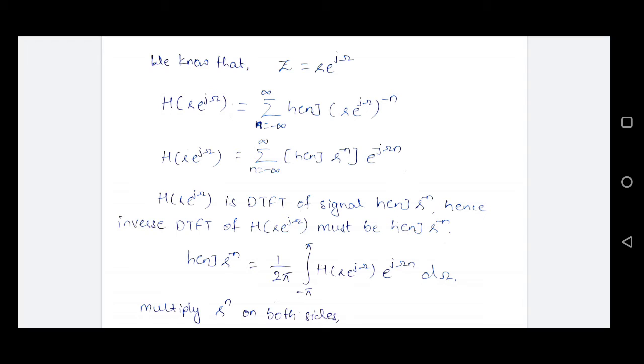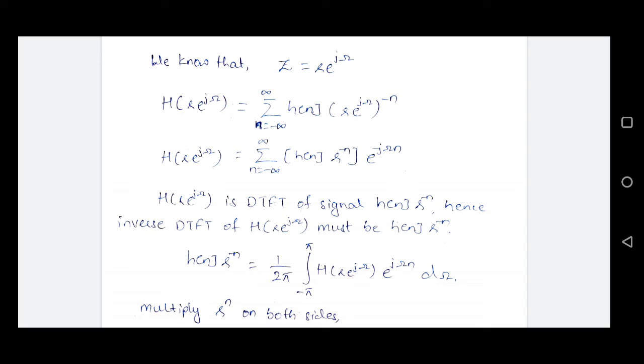If we rewrite the exponential inside the summation and rearrange the terms to separate out the real part, then H(r e to the power j omega) will be equal to summation n from minus infinity to plus infinity h of n r to the power minus n combined together, e to the power minus j omega n will be the exponential. Now if you observe this summation, it is the standard definition of the discrete time Fourier transform for the signal h of n r to the power minus n.